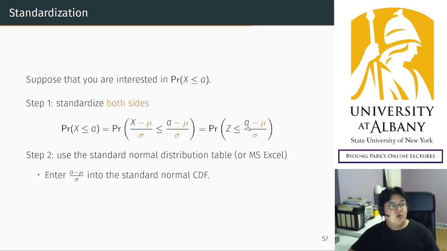So here is the key idea. Don't forget. So many students forget to do this, but if you forget to do it on the other side of the inequality, then the inequality is not the same anymore. So the probability will be different. This inequality will be different. So don't forget to do the same thing on both sides.